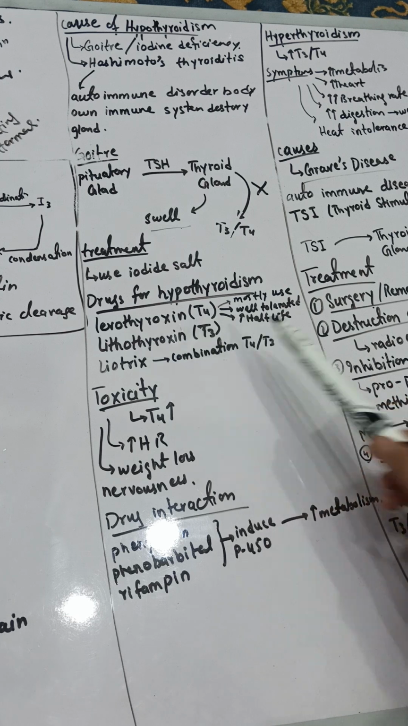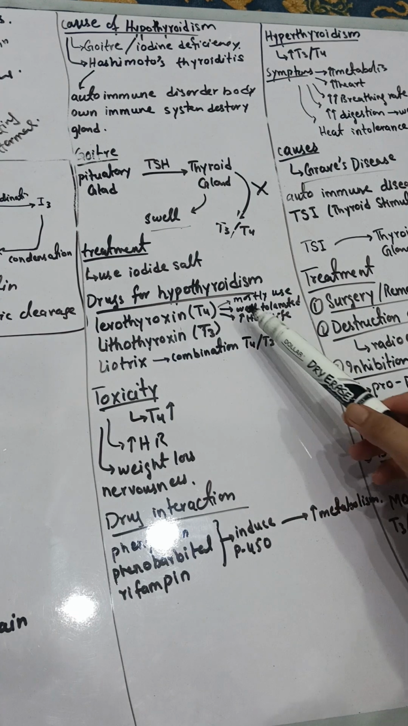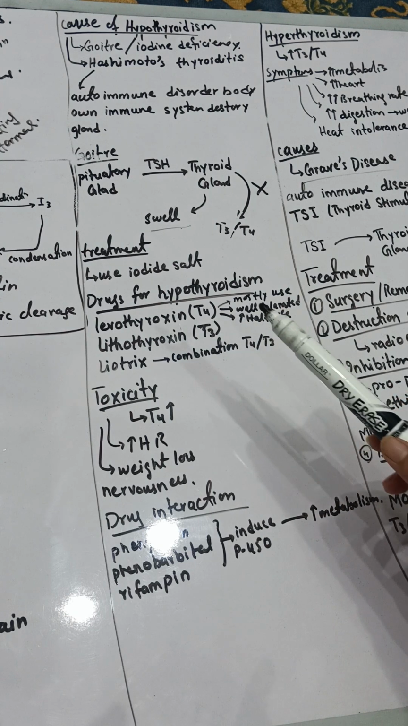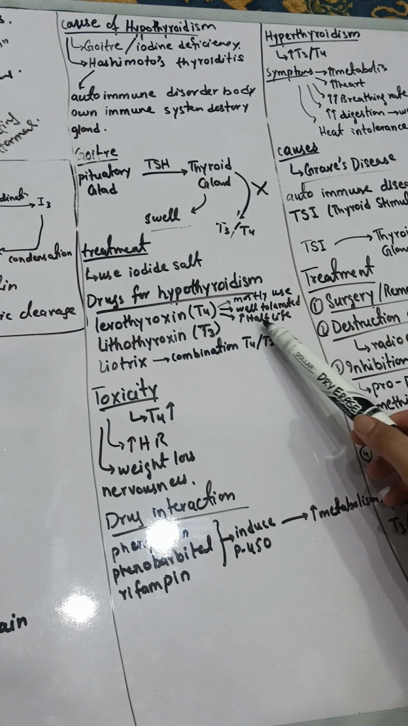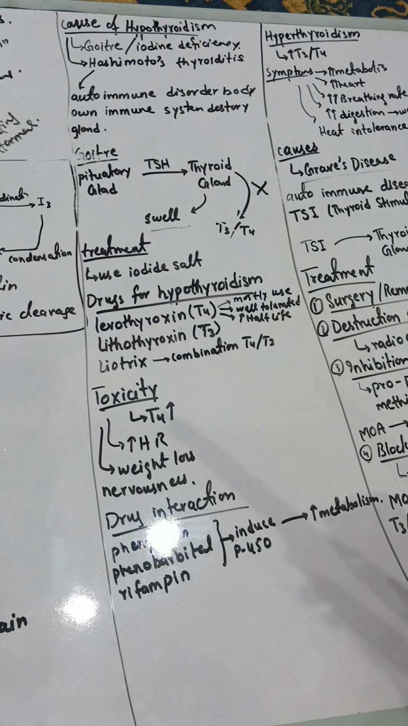mostly used. Why is it mostly used? Actually, it is well tolerated, meaning it has very low side effects, and second, it has a very long half life. So a drug which has a very long half life and acts for a long time period is more beneficial for the patient. So therefore we benefit by using levothyroxine.